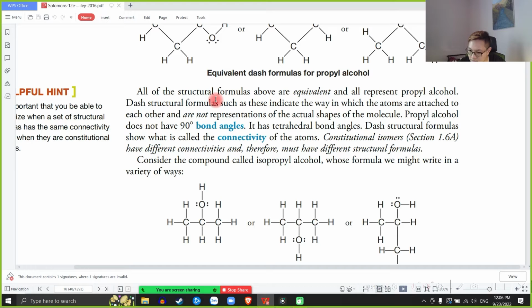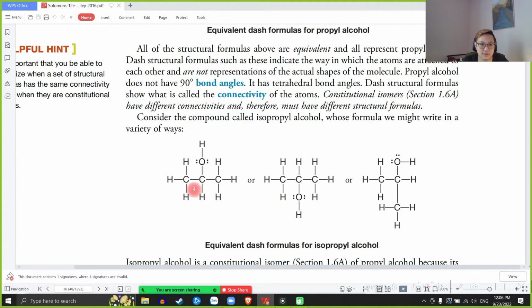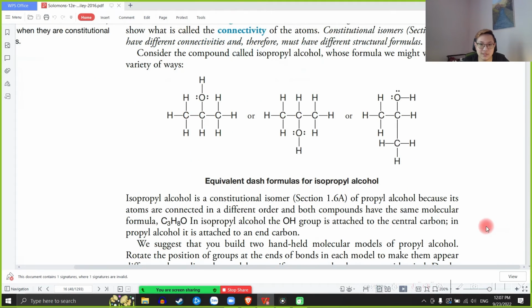Structural formulas show what is called the connectivities of the atoms. Constitutional isomers have different connectivities and therefore must have different structural formulas. So it can be either like this, or the OH moves down, can be like that. Or you can bend this C like this. Okay, they're all equivalent. Dash formula.